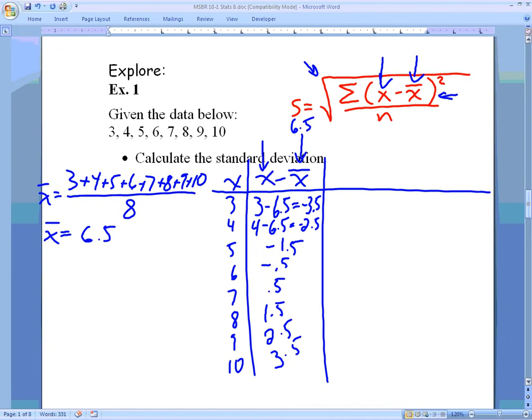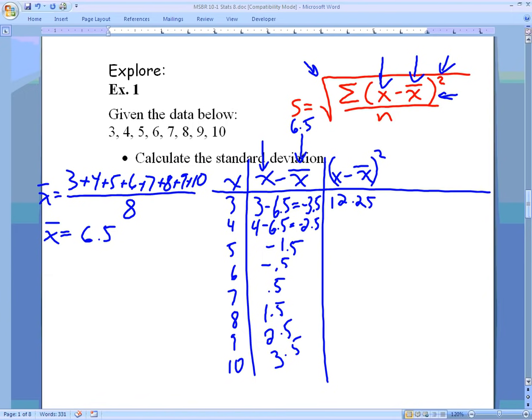Now what happens next? Well, once we've subtracted our data and our mean, we're supposed to square it. So I'm going to make my next column be x minus the mean quantity squared. So I'm just going to square each and every one of these numbers, and I am going to need a calculator to help me out with this. So for the first one, I'm taking 3.5 squared, which gives me 12.25.